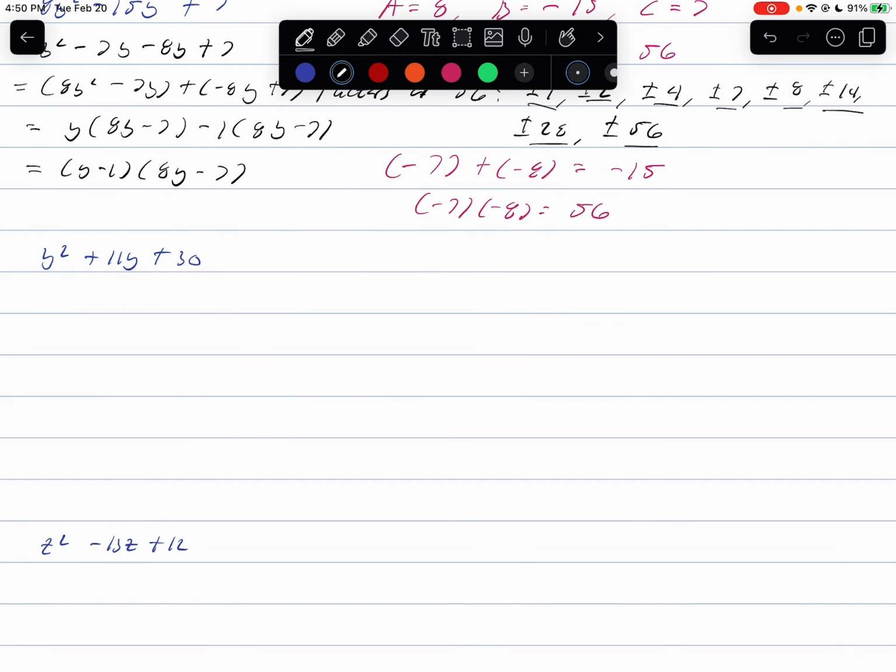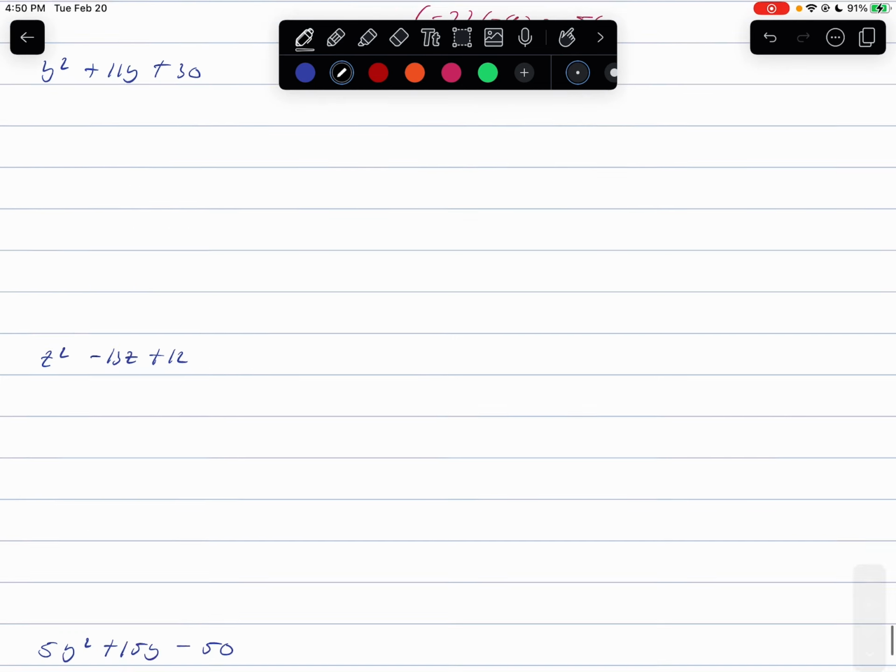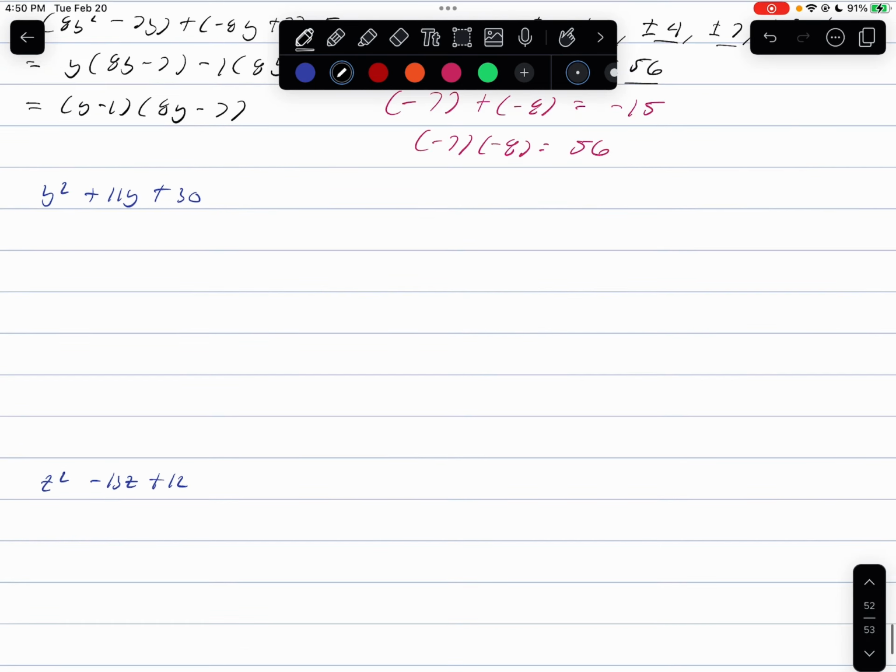All right, so now let's take a look at some simpler examples. And we have a really nice situation when we have a leading coefficient of 1. And I'll explain the trick we can use for this. Okay, so we have y squared plus 11y plus 30. We have a leading coefficient of 1. Let's do this one the simple AC method, but I'm going to show you a faster way to do it if you have a leading coefficient of 1.